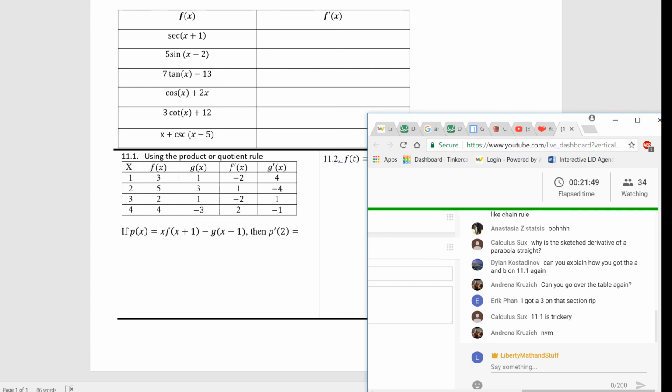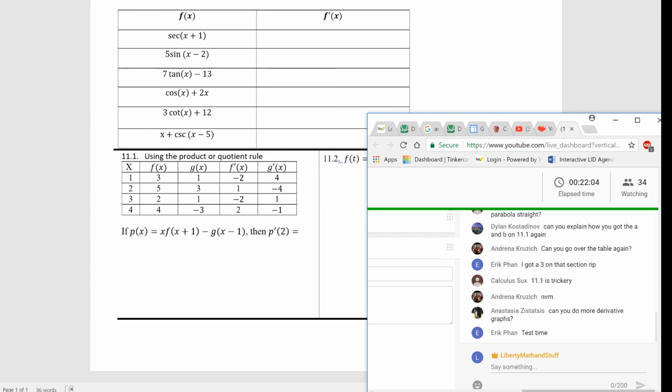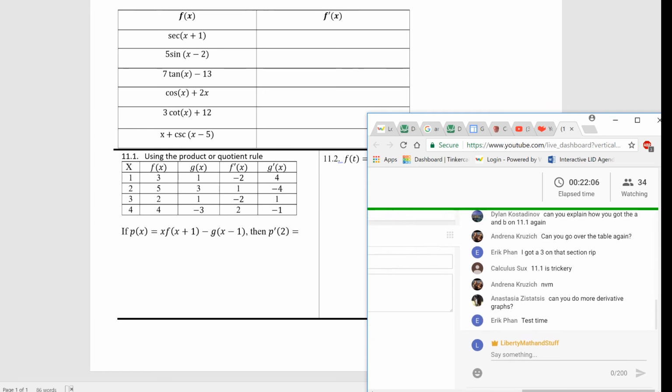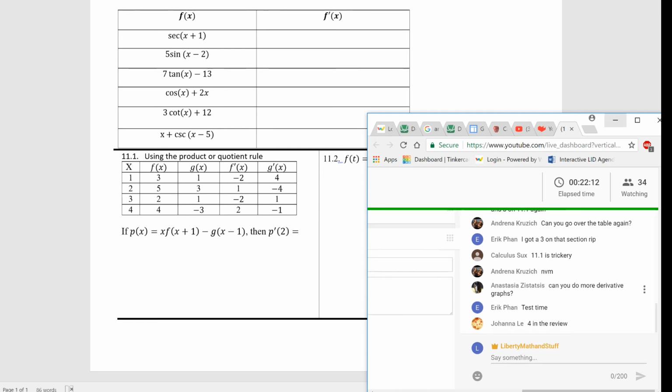So, now I need people to point me in a direction. I'm to that point where it's like, I know the review is probably a good place, but which problems in the review would be good ones to look at? Can I do more derivative graphs? That sounds like a good place to start. If people can give me problems in the chat, I'll look at it in a minute, but I'm going to graph a few more derivatives. Number 4 in the review. All right.